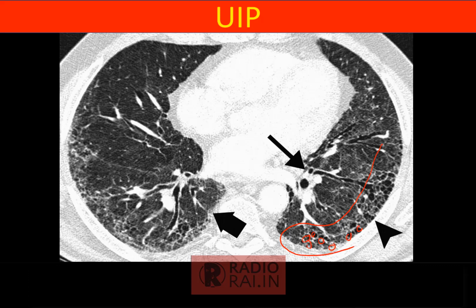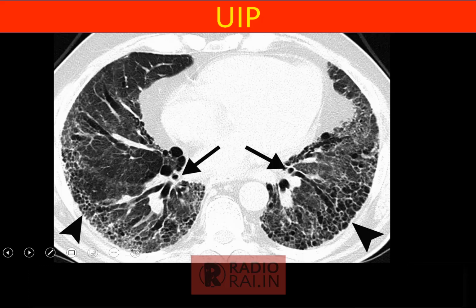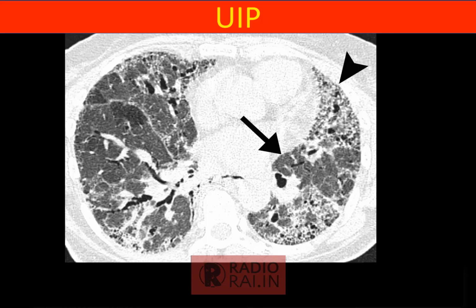So this is nothing but the honeycombing, a classical feature of UIP. Again in this image we can see multiple cystic layers which are forming a layered appearance, and traction bronchiectasis, dilated bronchus. We can see that the traction bronchiectasis is involving the periphery, not involving the central part. Almost the central part is spared.